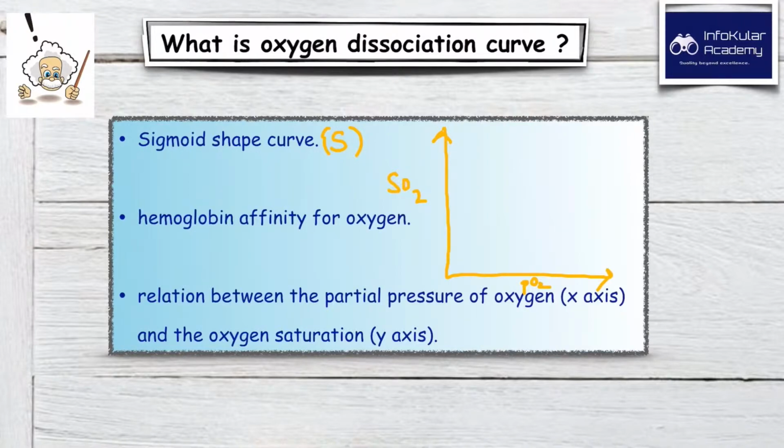It is also reflective of the hemoglobin affinity for oxygen at any point of time and at any place in the body. वहां की जो लोकल हेमोग्लोबिन है उसकी ऑक्सीजन एफिनिटी कितनी है is reflected in the oxygen dissociation curve, and this is an S-shaped or sigmoid shaped curve.